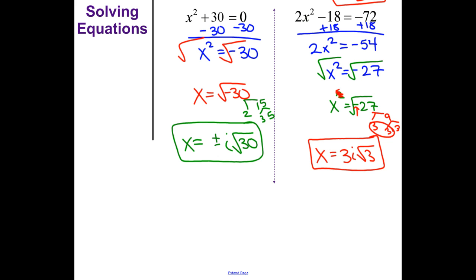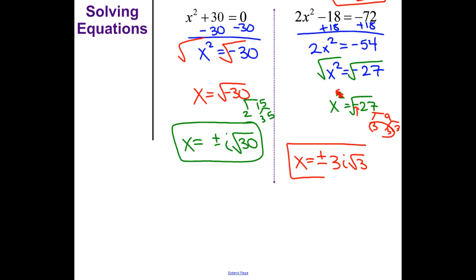Now I almost made a common mistake there that I told you guys not to make before, which is forgetting your plus or minus. So really this becomes x equals the positive or negative version of 3i times the square root of 3. Because you can put a positive or negative in for this x up on the top. A positive number, if I put it in, will come out positive. If I put the negative version in there, it'll come out positive as well. So remember to do plus or minus when you're doing the square roots there.